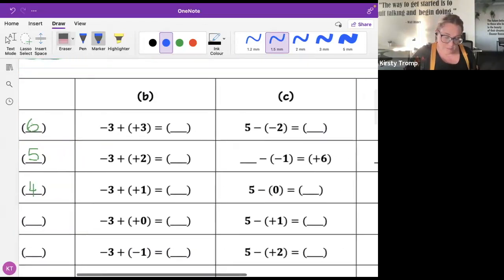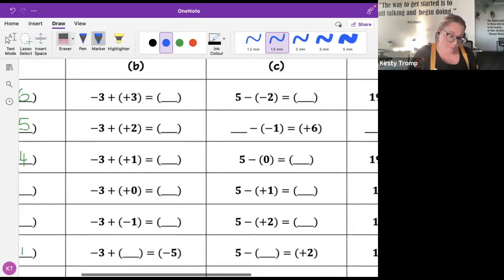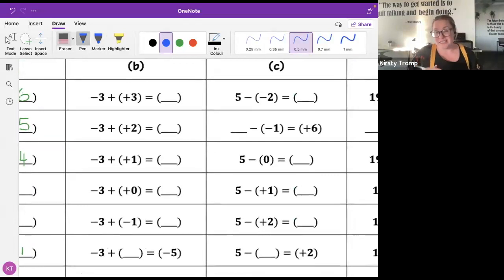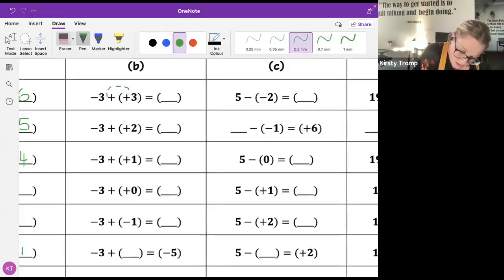All right, let's have a look at our next column. So we're moving to column B. Okay, in column B now, column B's questions are slightly different. Now in column B, I have -3 plus +3. Now, be careful here. Make sure that you're paying attention, everybody, okay? Make sure that you're watching on your screen. So again, I'm only worried about the two signs that are right next to each other.